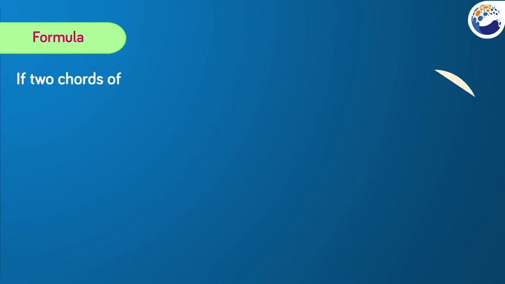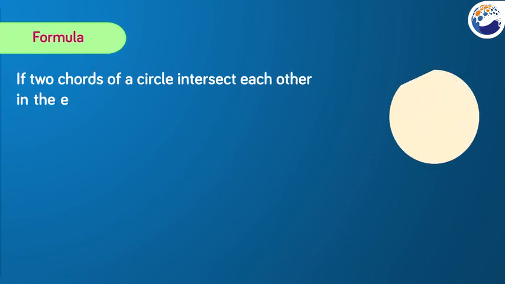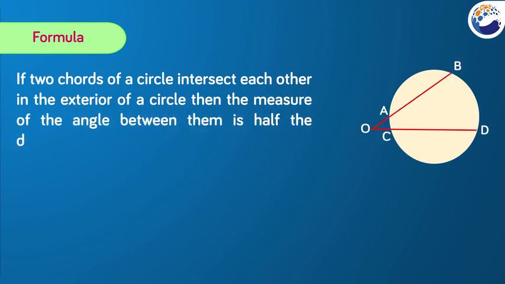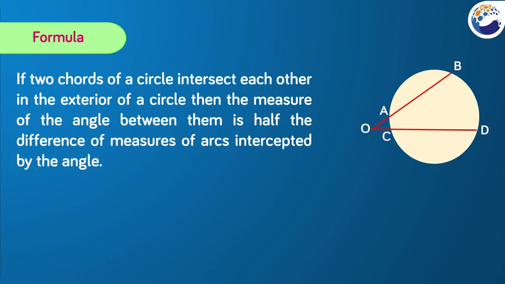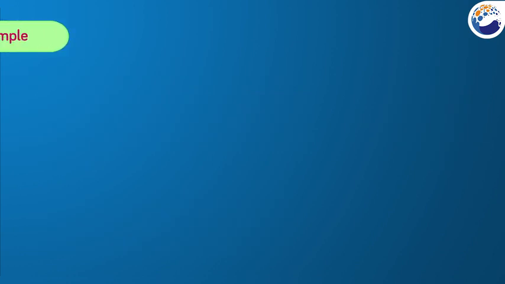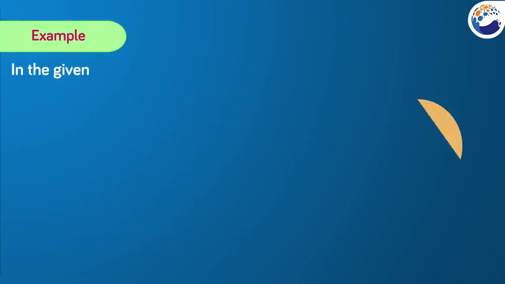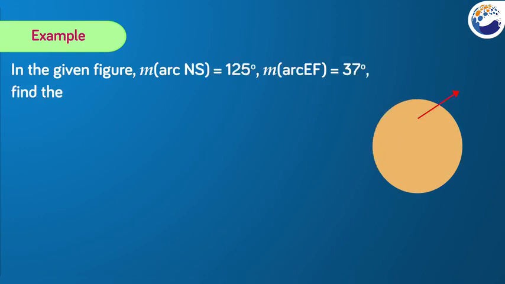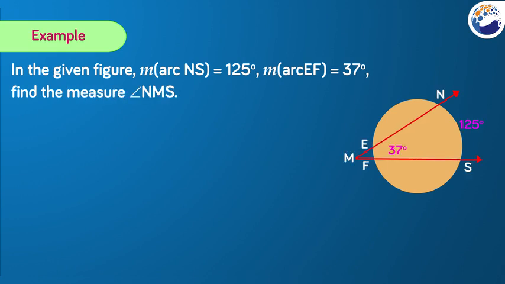Formula: if two chords of a circle intersect each other in the exterior of a circle, then the measure of the angle between them is half the difference of the measures of the arcs intercepted by the angle. Angle BOD is equal to half of the measure of arc BD minus the measure of arc AC. Example: in the given figure, the measure of arc NS is equal to 125 degrees. The measure of arc EF is equal to 37 degrees. Find the measure of angle NMS.